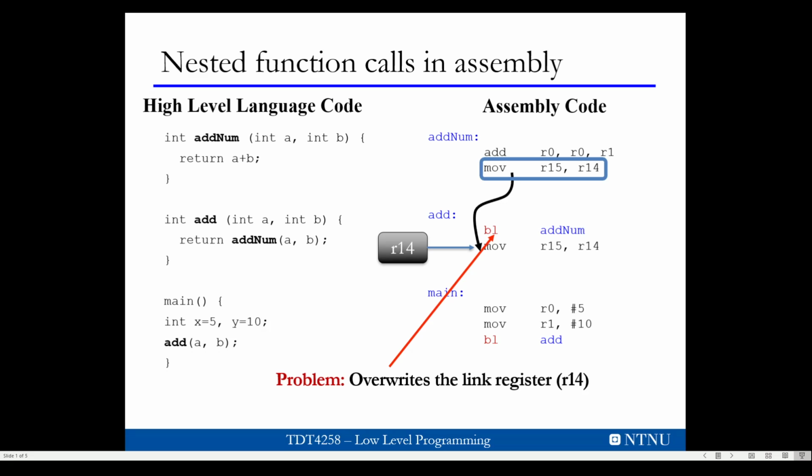So what can we do to solve this problem? As you can imagine, the solution is not to overwrite it blindly. Rather, first save what was there in R14 and then write to it. So what we do is save the return address from R14 to stack before writing to R14.